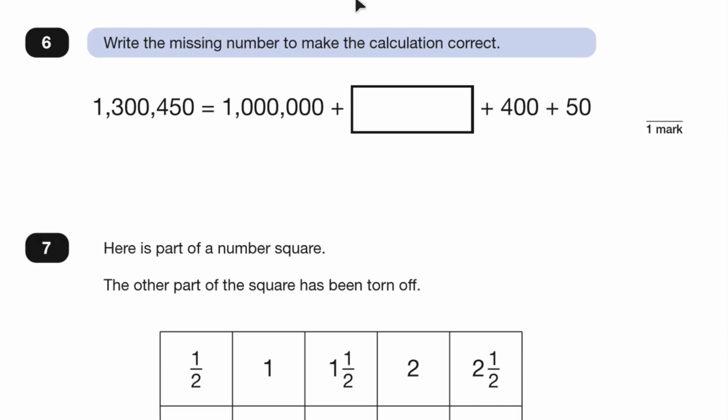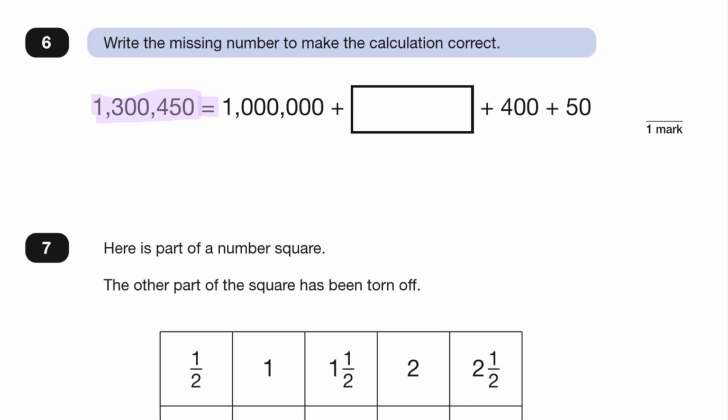Question 6, write the missing number to make the calculation correct. Now you can see that we have our number at the beginning next to an equal sign. All that means is that this number on the left hand side is the same value as these numbers on the right hand side. So it's the same as if you swapped it around and put that number at the end. Now what I can see is this is a place value question. So if you're unsure on place value, you can check out my number place value book.